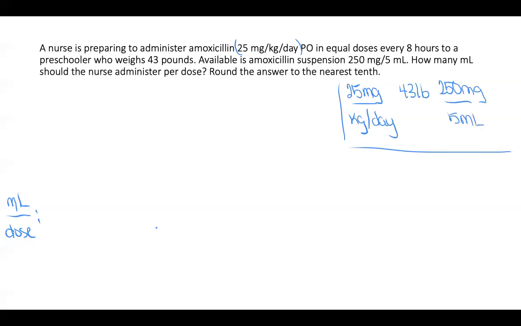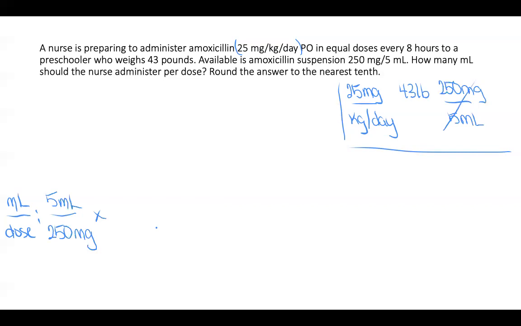All right, so now let's start plugging into our problem. As always, starting with what we're looking for. So we're looking for milliliters. We come up to our box, find our milliliters, right? We just need to flip it. We want those milliliters on top. So we're going to write that as 5 milliliters over 250 milligrams. Cross it out.